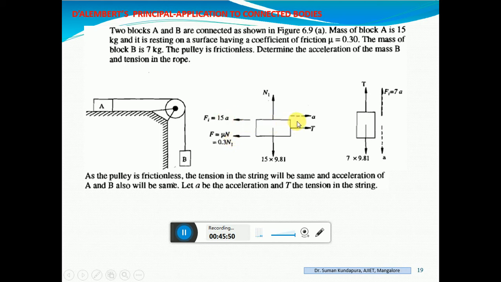Fi should be in this direction, because the block is moving and, because of the forces, the acceleration is in this direction. So Fi should be in the opposite direction. It is 15 kg into acceleration, so Fi is equal to 15A.